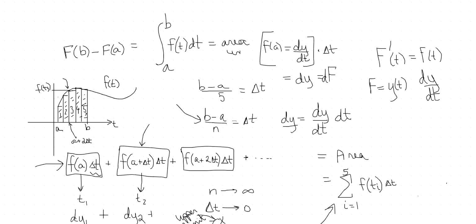Now we have made all the relationships that we need to make, including the first derivative of this integral. The area under f of t is equal to the net change in the antiderivative of the integrand, little f of t.